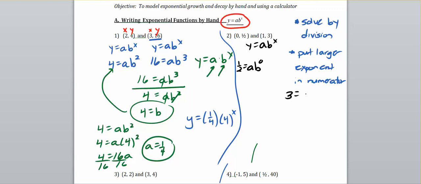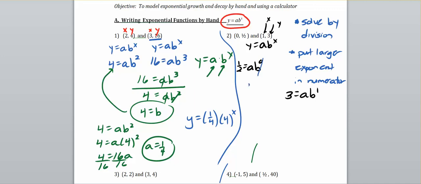3 is equal to a times b to the 1. So I'm plugging in 3 for my y, and I'm plugging in 1 for my x. Now, even though 1 is bigger than 0, hopefully you realize b to the 0 means that's just going to go away, because anything to the 0 power is just 1.